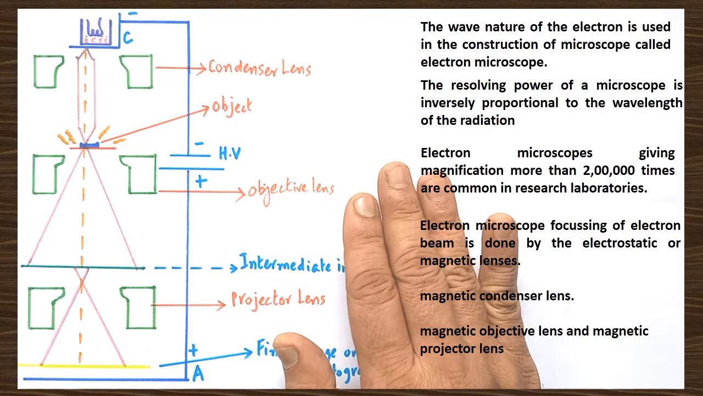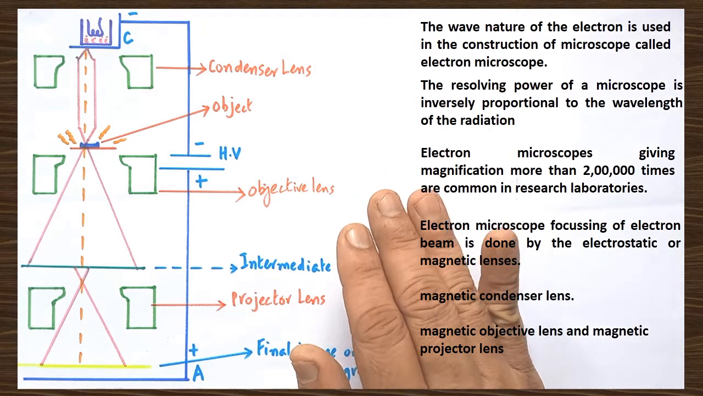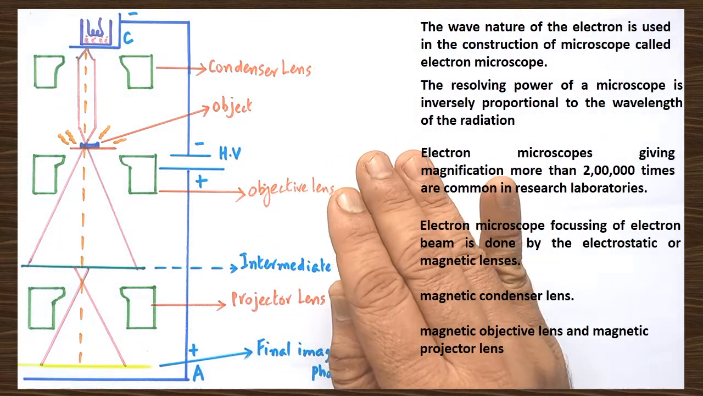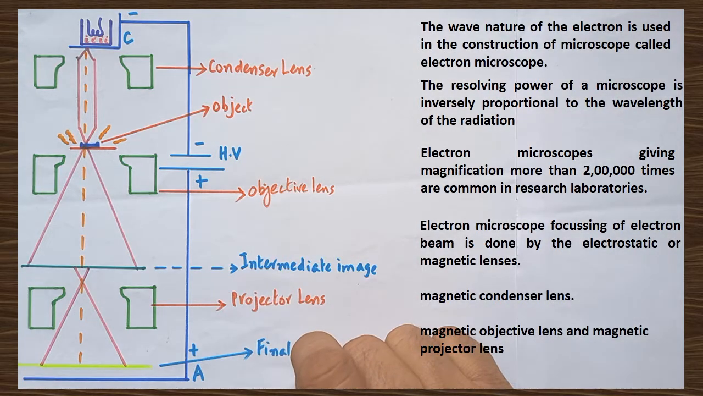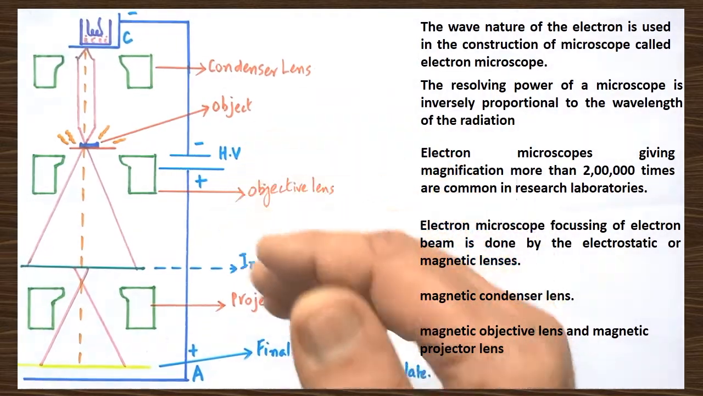The de Broglie wavelength of the electron is very much less than that of visible light. Are you clear? When compared to the wavelength of visible light, the wavelength of the electrons must be very low. Only then the magnification, resolving power, everything will be very high.